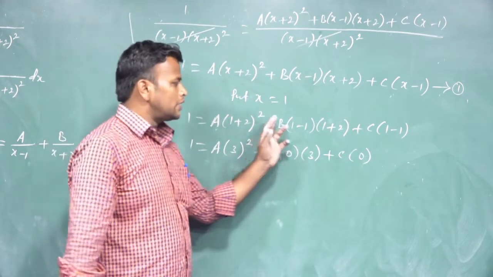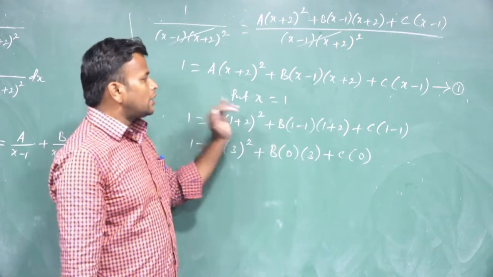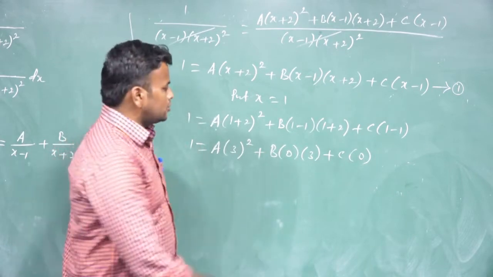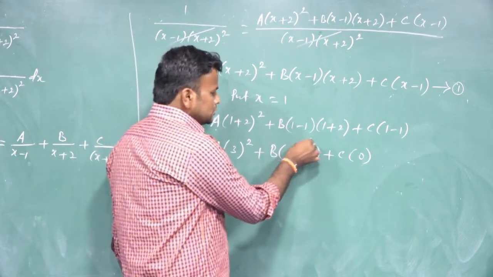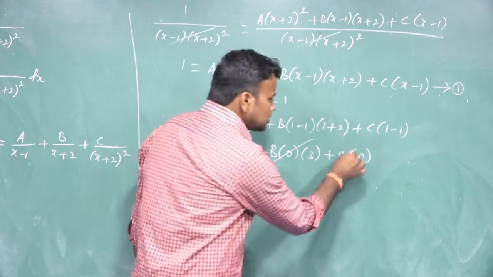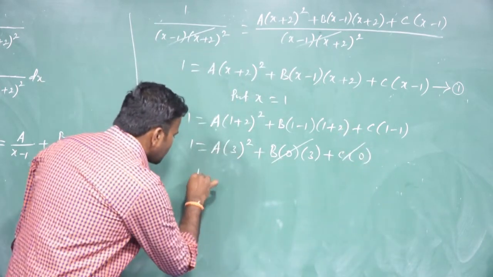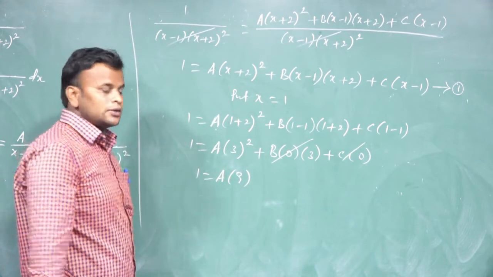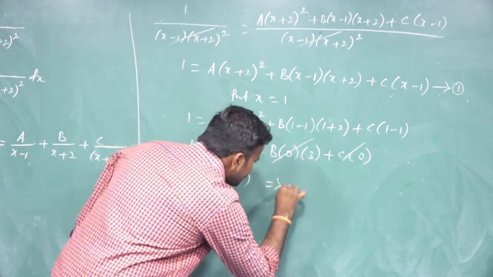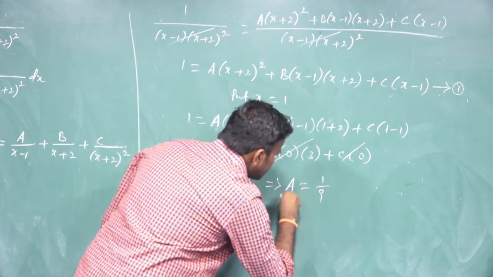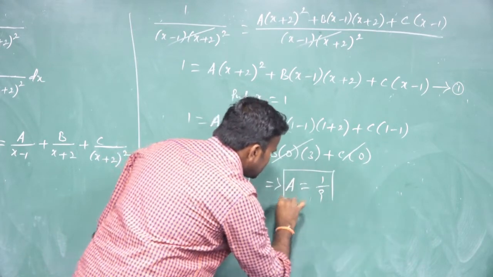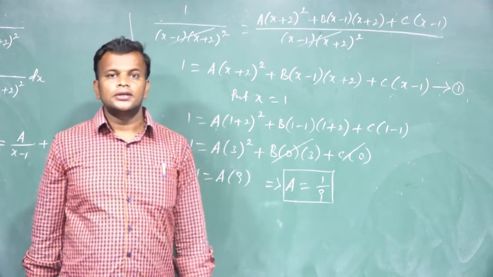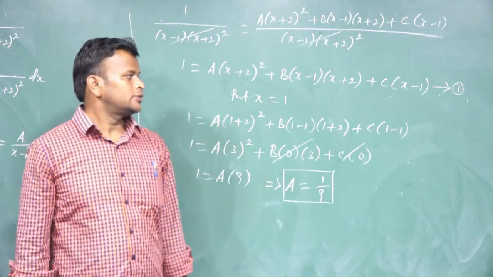Whenever the value is 0, we directly add 0. b into 0 into 3 is fully 0. c into 0 is 0. 1 is equal to a of, the value of 3 square is 9. What about a? The value of a is 1 by 9. So we found the value of a. The value of a is 1 by 9.